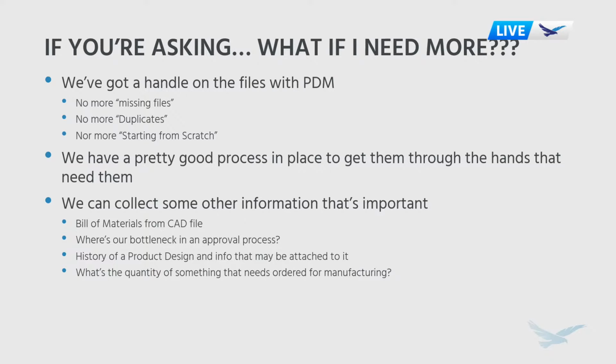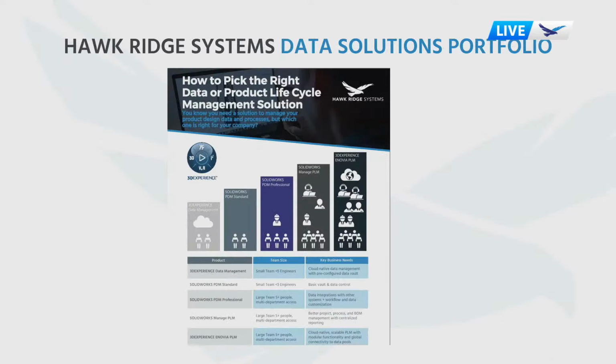We've eliminated duplicates, we've gotten rid of the missing references issues, and we don't have to start from scratch. But if getting a handle on the files and getting a nice bill of materials and maybe a bit of a process in place isn't quite enough, that's where we need to start thinking about, well, who else is a stakeholder in that process? When I'm creating product data, does it involve external collaborators? Does it involve other departments? What tools do they need?